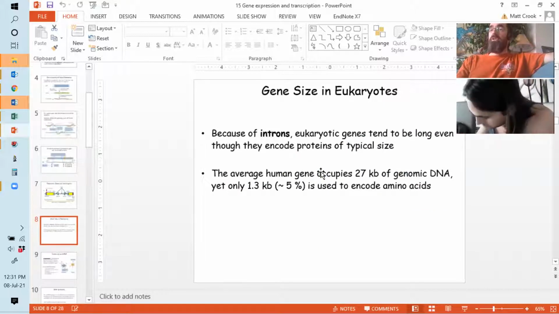Whereas prokaryotic genes, because they do not have introns, tend to be fairly small. I think E. coli has a genome of about 4,000 genes, give or take. And its genome is, what is it? I think it's in a couple of 100,000 base pairs, right? So prokaryotes have much more compact genes than eukaryotes do, or genomes rather.